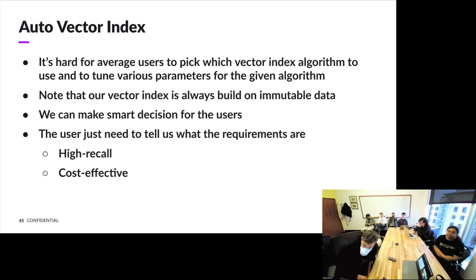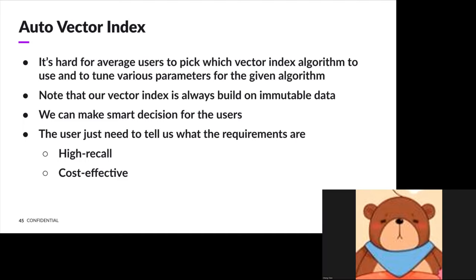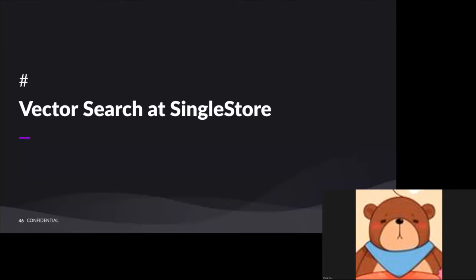Her question is, how do you handle filtering with graph-based indexes like HNSW? I'm going to talk about the vector search part in the next section. This section is only about the vector index. Any questions for the index build? Okay, great. Let's talk about vector search at SingleStore.